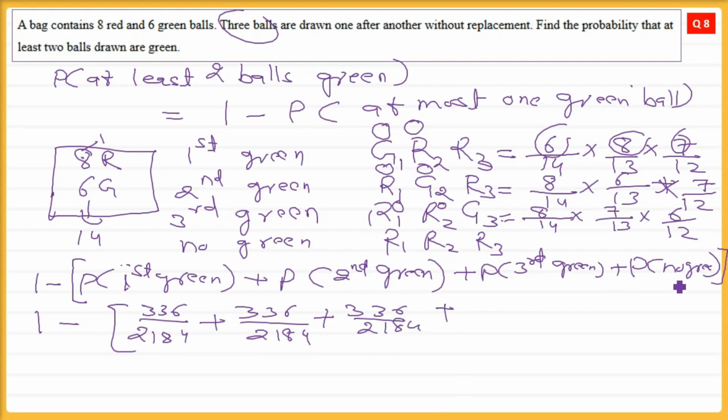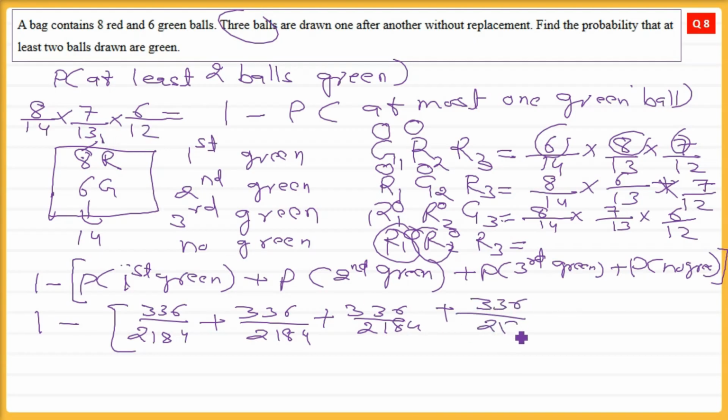Now no green, that is all have to be red. R1, R2, R3. So let me write it here. There is less space, so I am writing it here on the left corner. So 14 are there, first is red, so 8 are available. Second time 1 is picked up, that 2 are red, so 13 are remaining. 8 minus 1 is picked up, so 7 is remaining only, so 7 by 13. Now 2 reds are taken up, only 6 is remaining for us, and in total 14 minus 2, which is 12. So this will again come as 336 by 2184. So all in all, when we compute this it is going to come as 1344 by 2184.